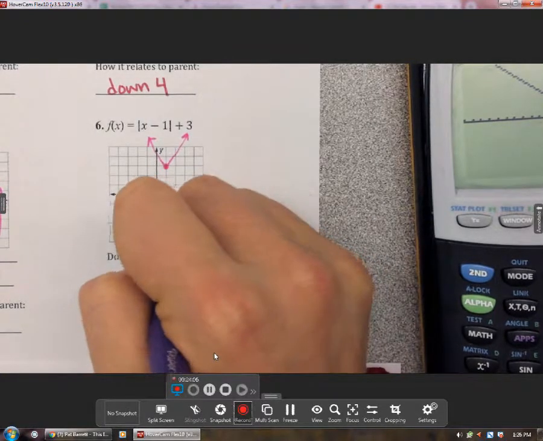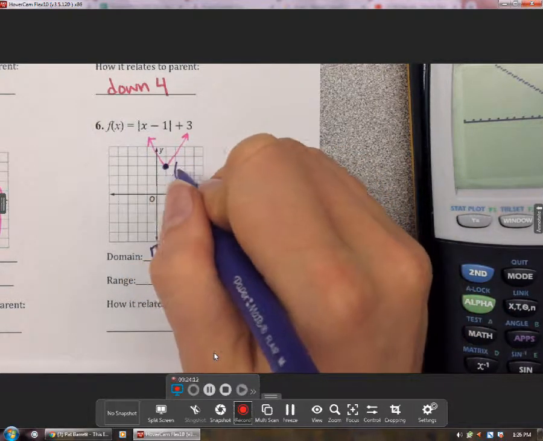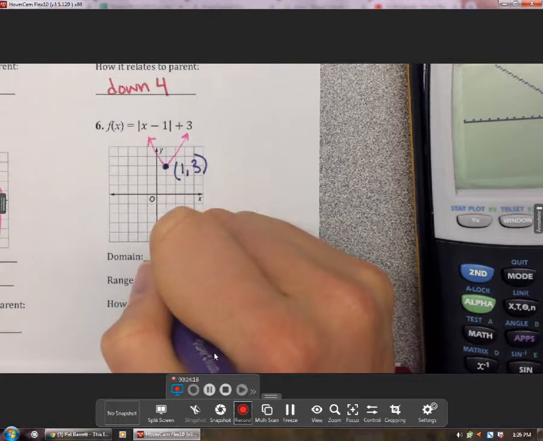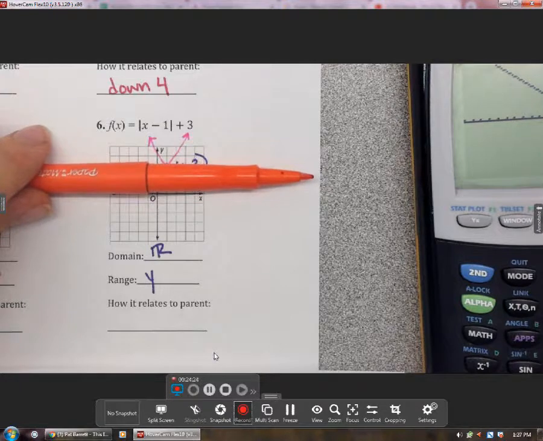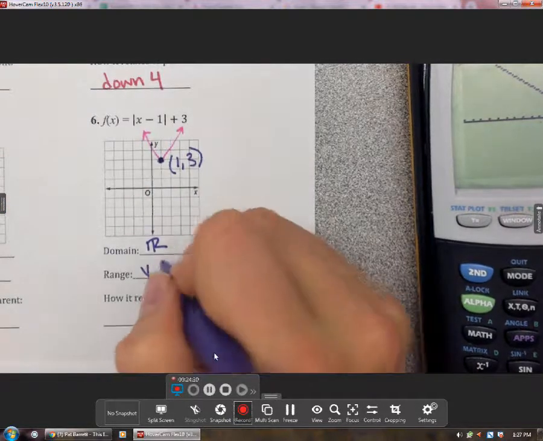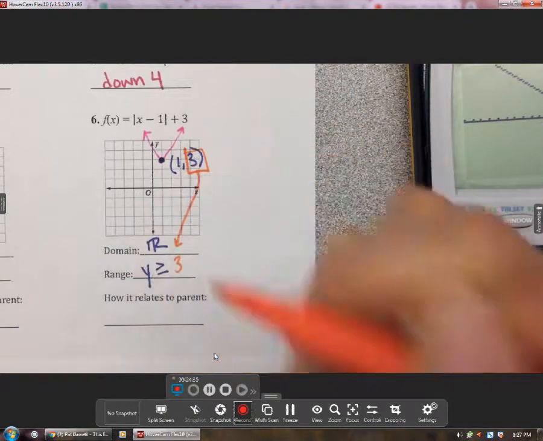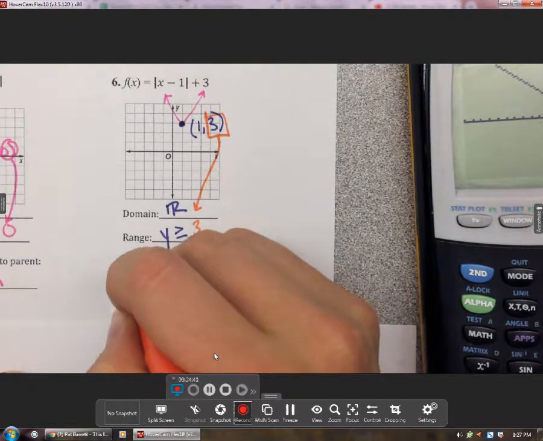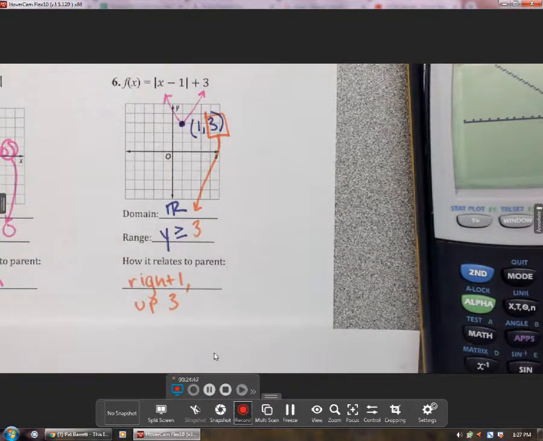Domain is all real numbers. My vertex point, sometimes the homework questions will ask you for the vertex. You guys can find that. Over 1, up 3. So my range is y. Put my pen here. My graph is above that spot, so it's going to be greater than or equal to 3. How it relates to the parent, it went right 1, up 3. Wow, that was really a lot of brain power there.